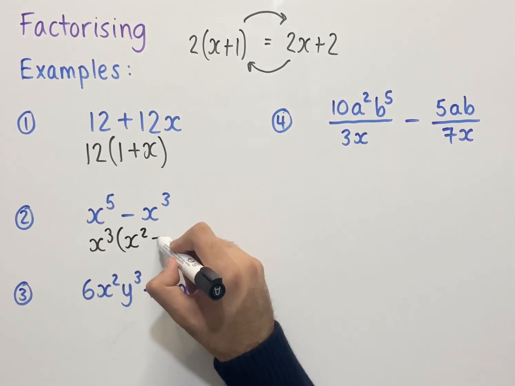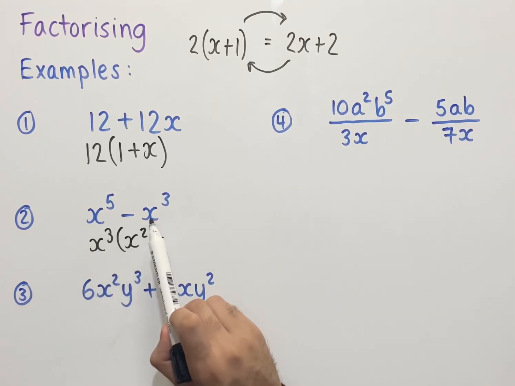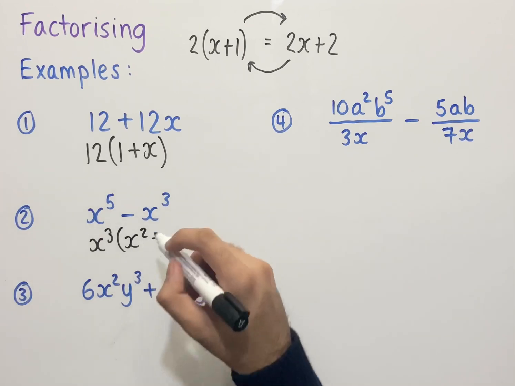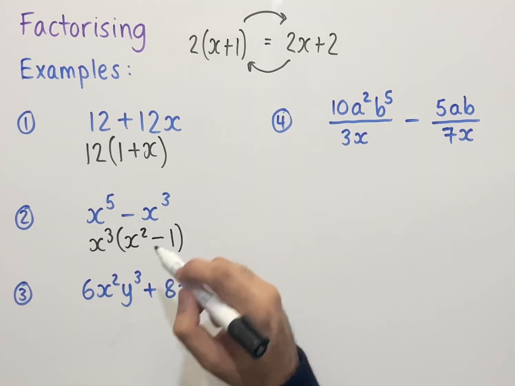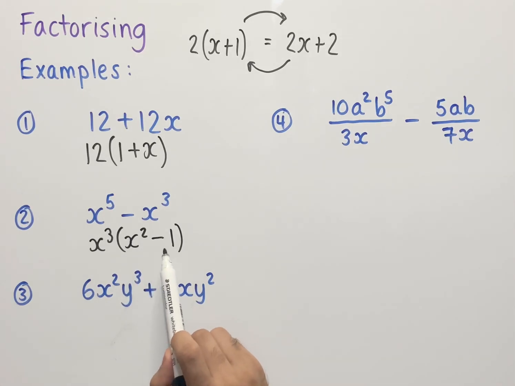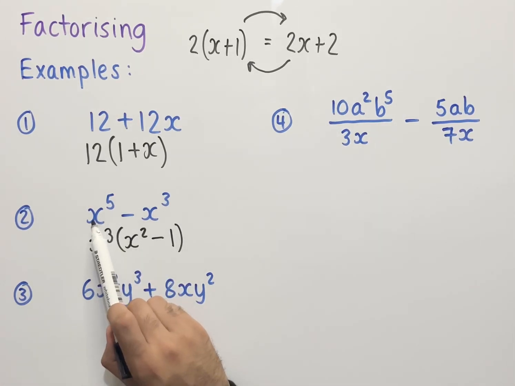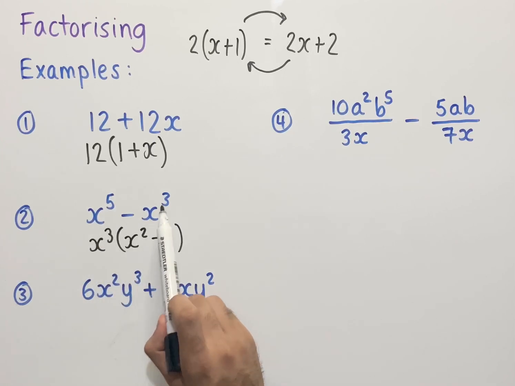Now we've got a minus sign in between these two terms, and so we now need to think about x to the power of 3, what do we multiply it with to get x to the power of 3? And that is 1. And so we end up with x to the power of 3, and then in brackets x squared minus 1. And if we were to expand this out, we would end up getting x to the power of 5 minus x to the power of 3.